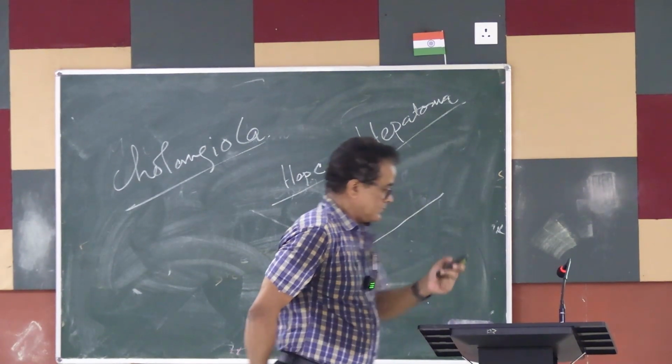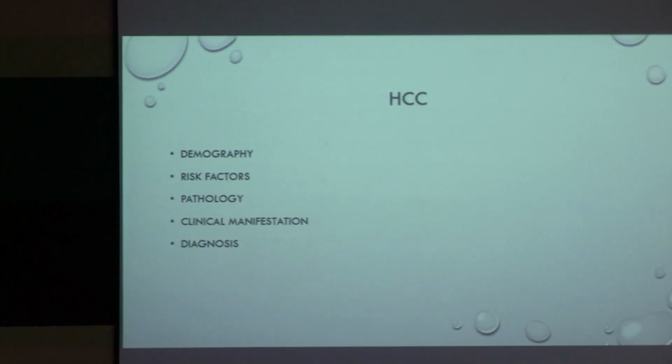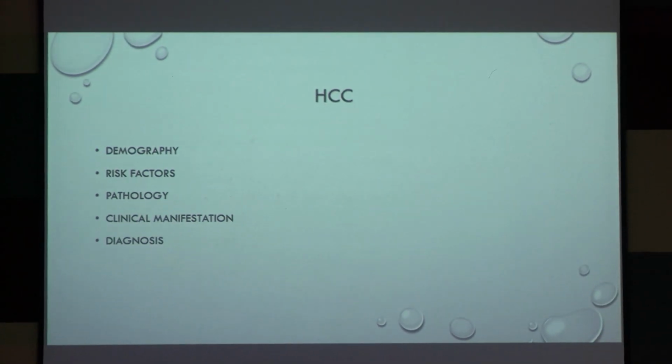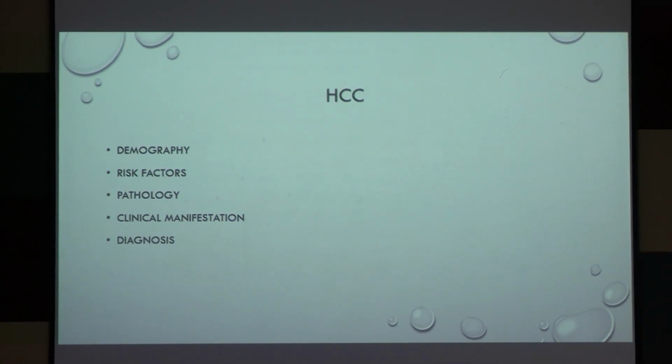Second is demography. The age group: it usually happens in the 5th and 6th decade of life, that means in the more or less elderly patient. And the incidence is rising because of the hepatitis C infection. In about 85% of the patients, HCC develops in a liver which is cirrhotic.